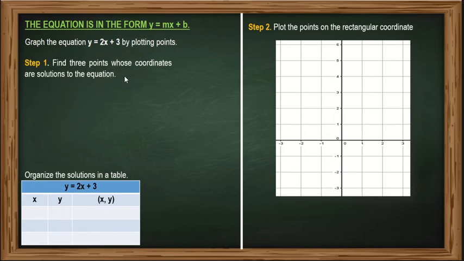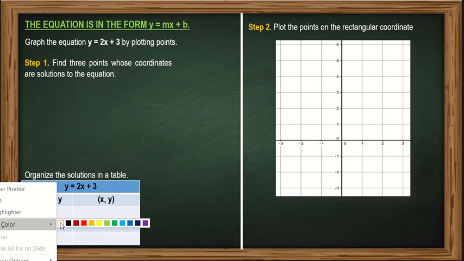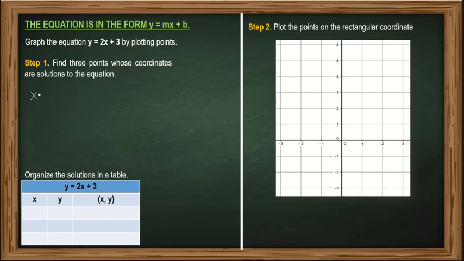Start determining the points whose coordinates are solutions to the equation. So, let's choose smaller values of x. We have negative 1, 0, and 1. So, if x is equal to negative 1, then if x is equal to 0, that is our y-intercept, remember? Then we have x equals 1.